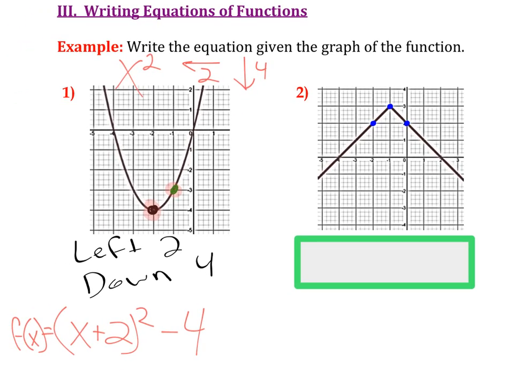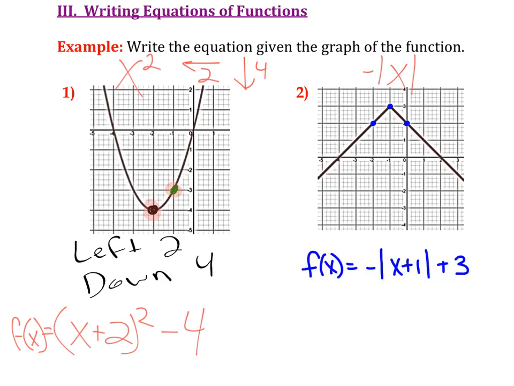Number 2, let's see, I'm looking at it. It looks like an absolute value shape. So I know it's going to have an absolute value. There might be some stuff inside those absolute values. It's been flipped upside down, so I know there's got to be a negative. And this vertex is normally at 0, 0, but we went left 1 and up 3, so it's going to have to be showcased in our function. And you'll notice we have a plus 1 inside and a plus 3, and that represents going left 1 and up 3, and we had the negative sign out front, signaling that it was upside down. Onward we go.